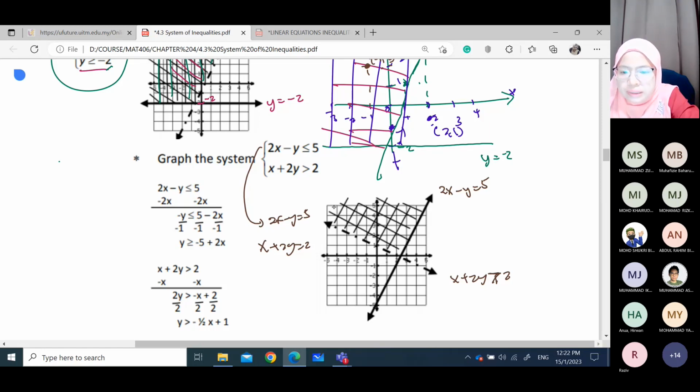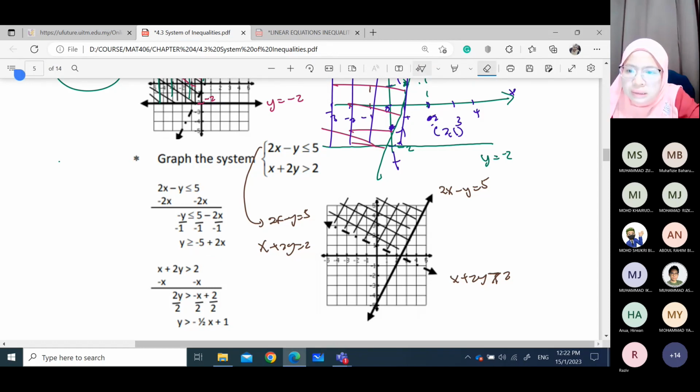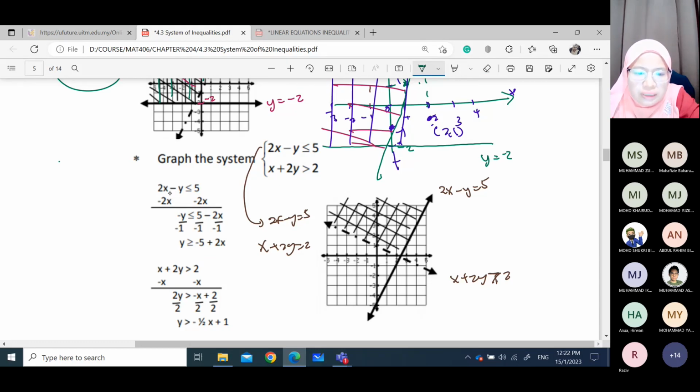Okay, so next we shade the region. So shade the region, it is based on this inequalities. So kalau tengok dekat sini, kalau untuk yang sebelah kiri ni, you nampak ada cara pengiraan dia kan? Ini untuk kita tengok region dia berada di mana. Okay. So cara dia adalah, okay, so here we have 2x minus y greater than or equal to 5. Alright, so now kita nak jadikan y sebagai dependent variable. Okay, so now we solve for this one.